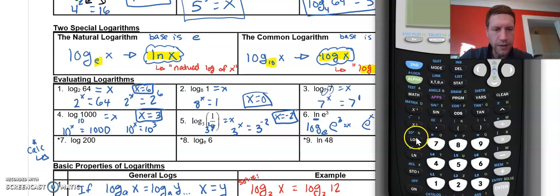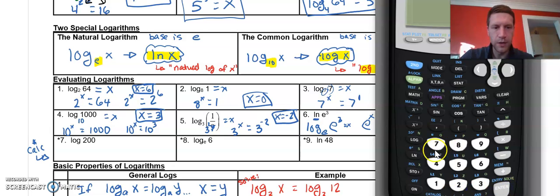Okay, so 7, 8, 9 are calculator problems, the only ones on here that are calculator. Log is the common log, so that's log base 10. That's what we use for number 7. 8, log base e of, I'm sorry, of 6. That's really natural log of 6. So I would use ln, which is next to the 4. Number 9, the same thing. So we're literally just going to do log of 200.